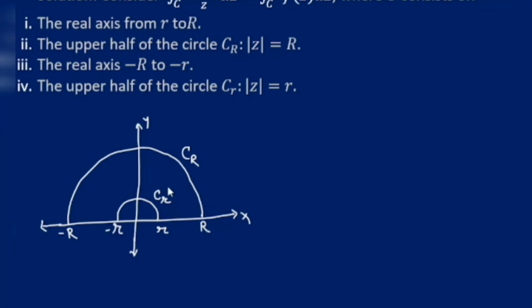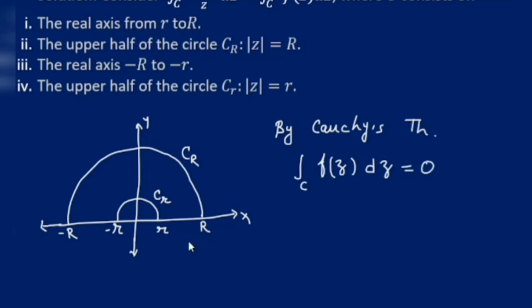What is contour C? The contour C is this part enclosed by these two semicircles. So in this part, in the part of C, we do not have any pole or any singularity. So in this case, we can apply Cauchy's theorem here. So by Cauchy's theorem, we can write the integral along C of f(z) dz is equal to 0.